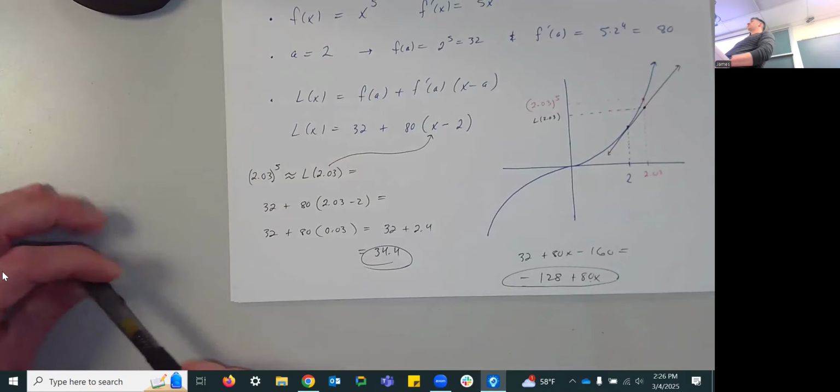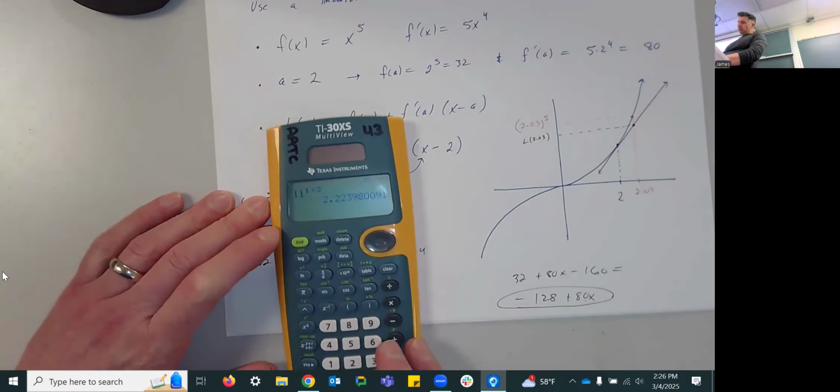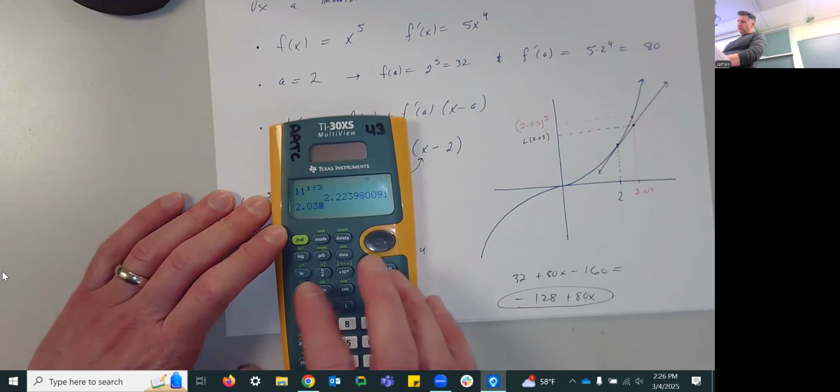Not bad. It's certainly better than doing 2.03 times 2.03 times 2.03 times 2.03 times 2.03 five times, right? The first time, not so terrible. The second time, it started to get messy. And so, right, let's compare, just for the sake of comparison, 2.03 to the fifth power.